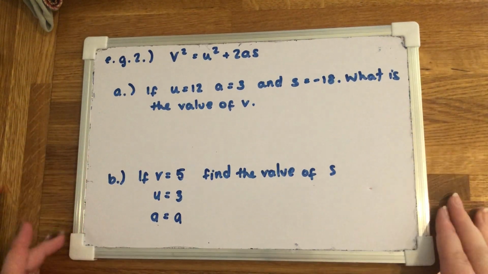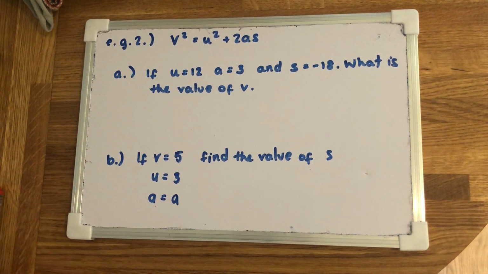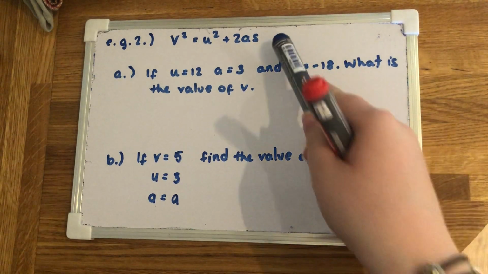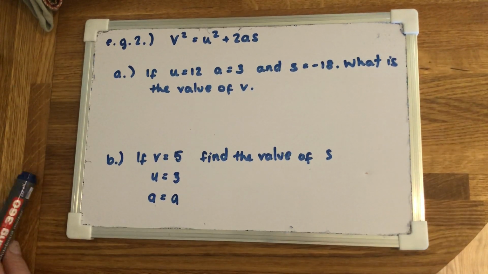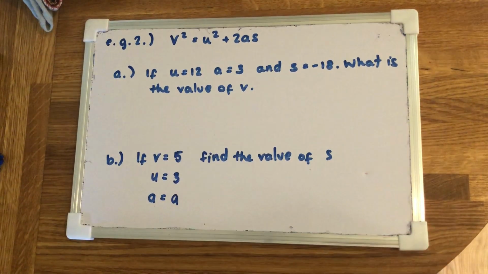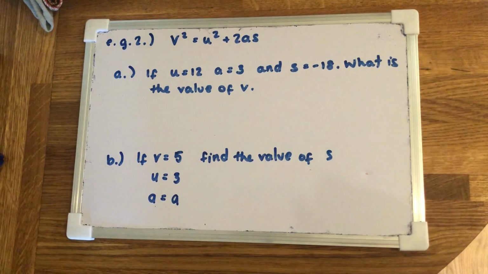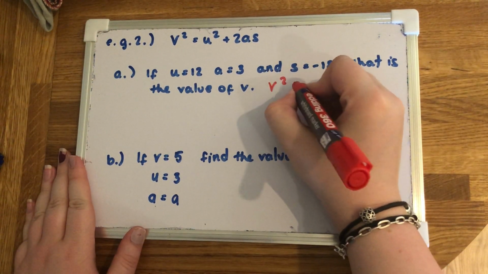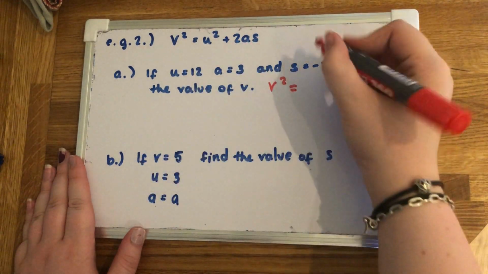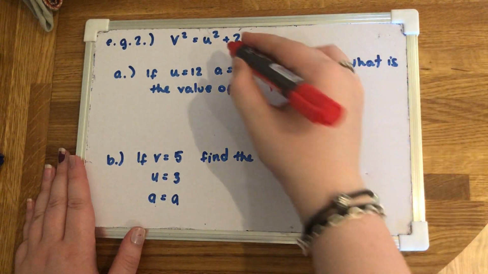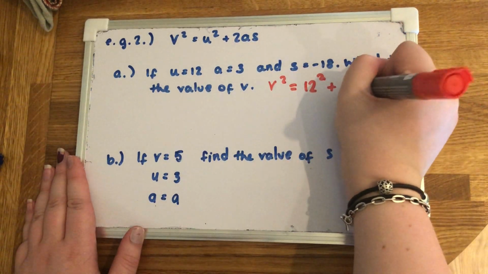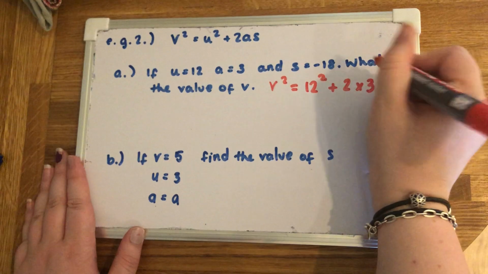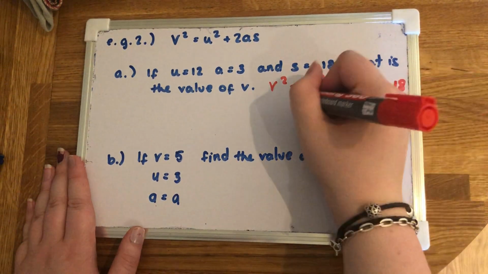We've got a bit of a harder example, and it always seems to be one that you use. I don't know if it's maybe because that's due to mechanics, but hey ho. So we've got this formula, v squared equals u squared plus 2as. For the first one, we're told what these values are. We just need to put them in and see what happens. So v squared is equal to u squared, so u is 12, so we're going to do 12 squared, add 2 times whatever a is, which is 3, times whatever s is, which is -18.